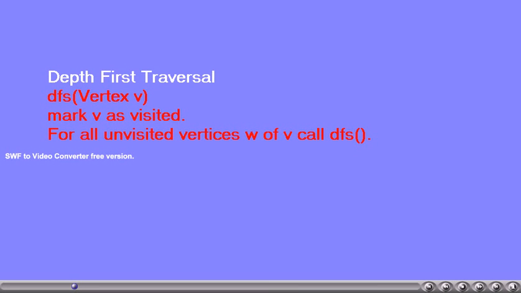Depth first traversal of a graph starting from a vertex V can be said as: first we'll mark the vertex V as visited, and then for all unvisited vertices of V, we call the depth first traversal recursively. This is the essence of the depth first traversal algorithm.